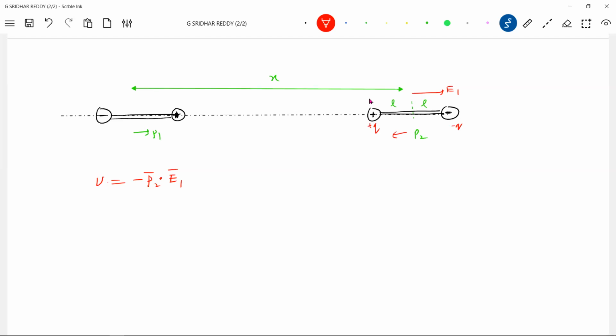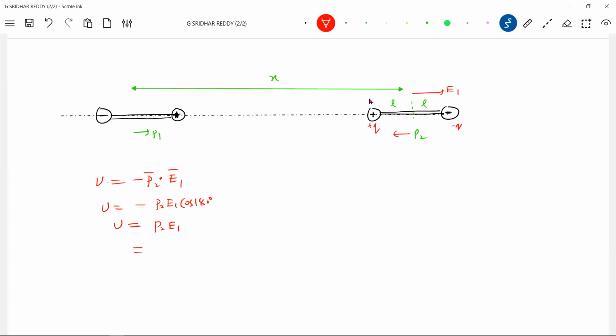I changed it here. So the interaction potential U will be like this. There's a negative charge, there's a positive charge, no? We'll put it this way. So now U is equal to, what is the angle between them? 180 degrees. So P2 E1 cos 180. Cos of 180 will be minus 1, so this will become P2 E1. So we get the interaction potential energy.